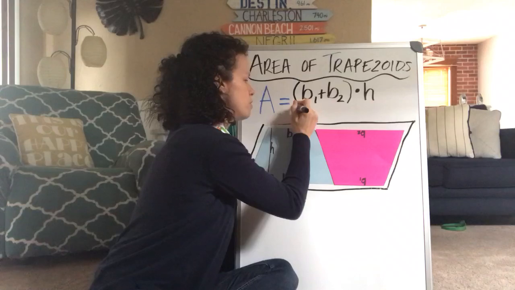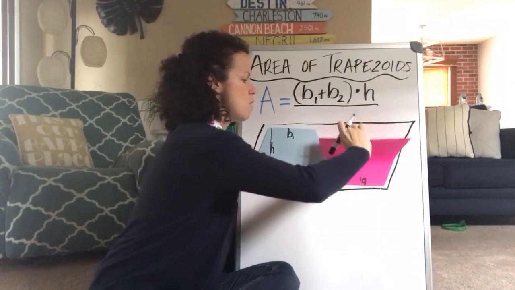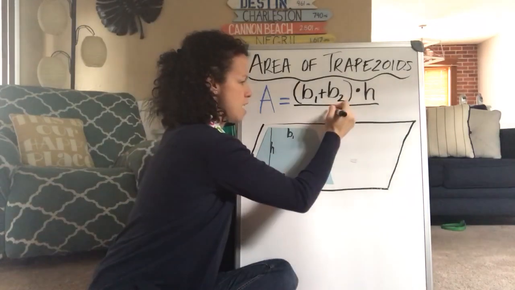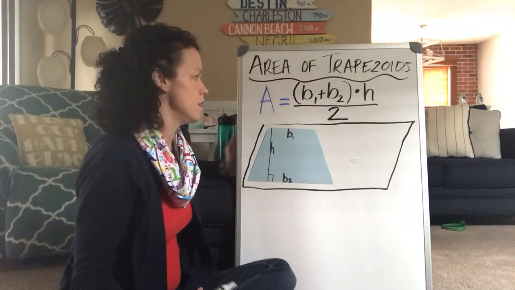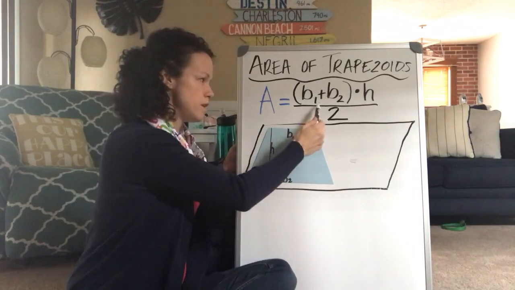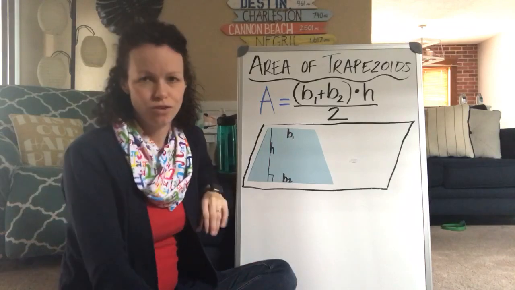But the last thing we have to remember, we don't want two trapezoids. So we only want one of them, so we have to take that formula and divide it by 2. So that's where we get our formula for the area of a trapezoid. Base 1 plus base 2 times the height divided by 2.